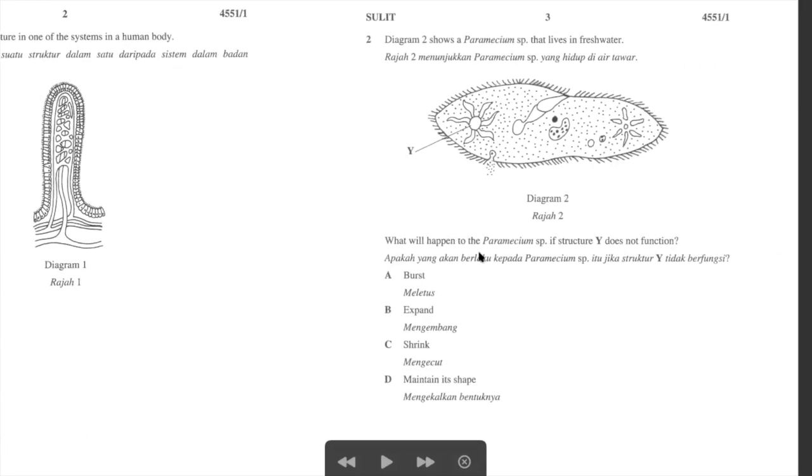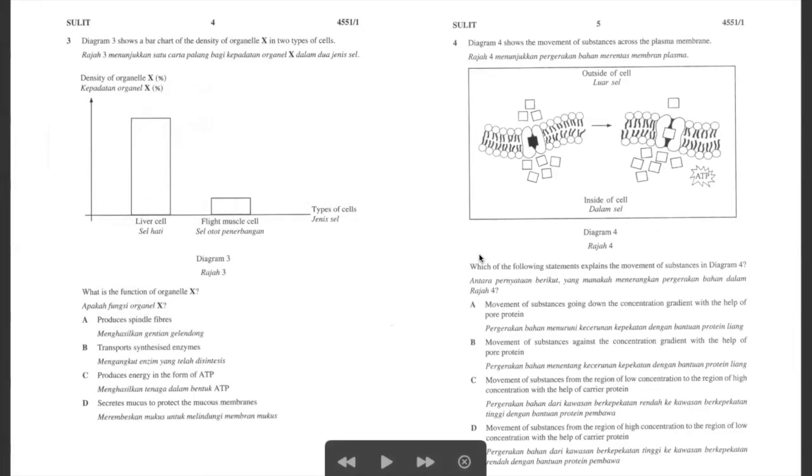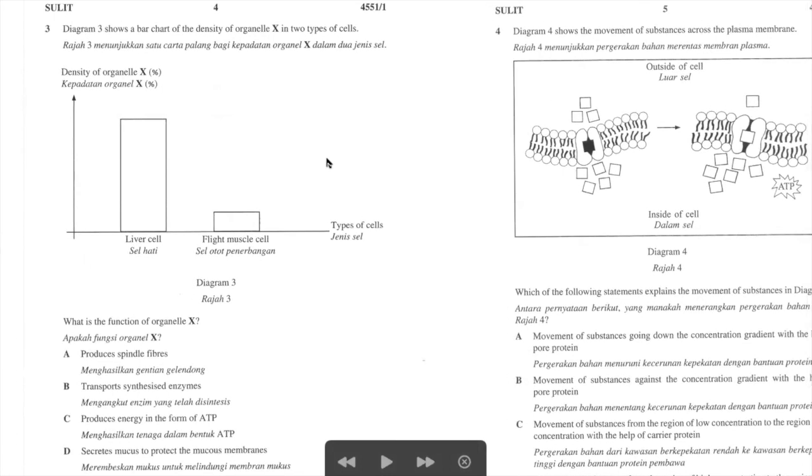What will happen if paramecium does not have a functioning Y? The answer is A. This is very straightforward information. Okay, let's go to question number three.